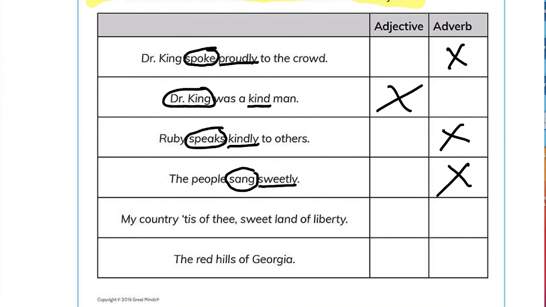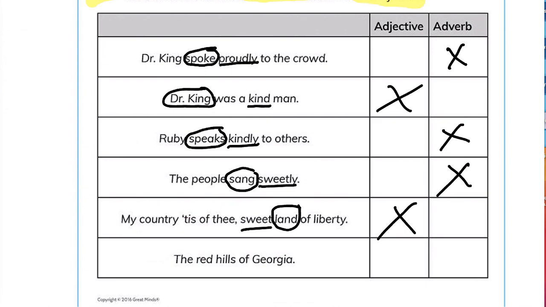Let's look at the next sentence. My country, 'tis of thee, sweet land of liberty. What is our describing word in this sentence? Sweet is our describing word. And what are we describing as sweet? The land of liberty. I'll just circle land. Is that a noun or a verb? It is a noun, so that is considered an adjective.